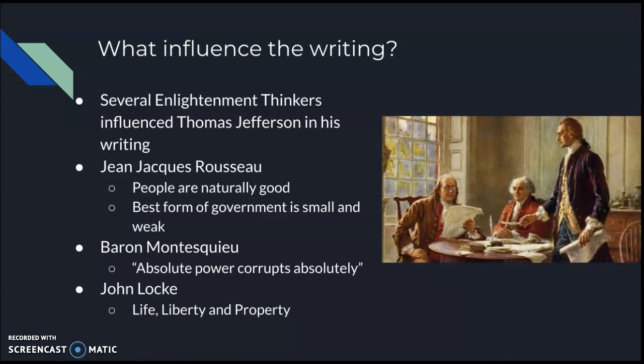And we see these ideas in the Declaration of Independence. We see that the colonists are upset and tired of having one person, an absolute monarch, control their daily lives. And most notably, we see John Locke's idea of life, liberty, and property in the Declaration of Independence itself, where Thomas Jefferson writes, pursuit of life, liberty, and he changed the word property into happiness. But still, Thomas Jefferson's main ideas were taken from Enlightenment thinkers.